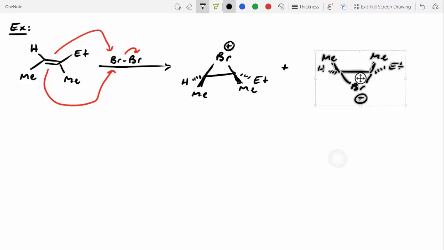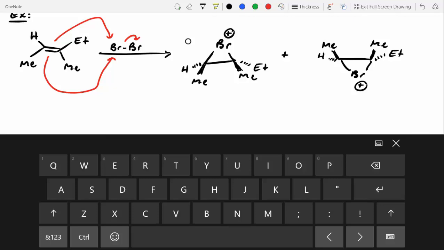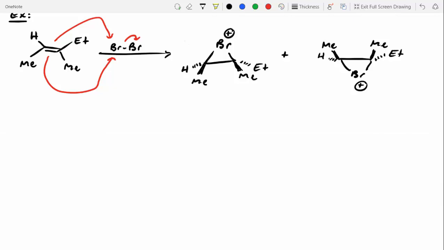What's the relationship between these two intermediates? Are they identical, diastereomers, or enantiomers? This becomes kind of tricky. If we try to overlay these, can we? No. But they're mirror images of one another, right? So what would the relationship be? Enantiomers. So we get two different possible enantiomers as intermediates, and we've got bromide in each case.